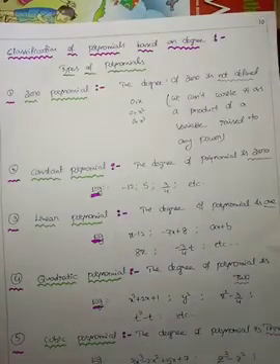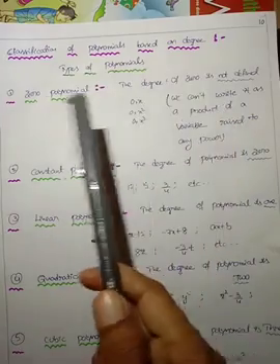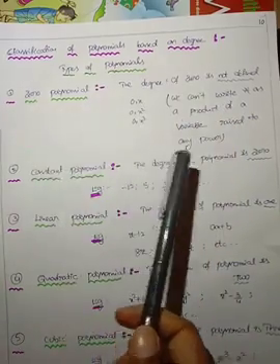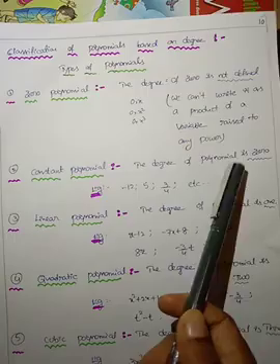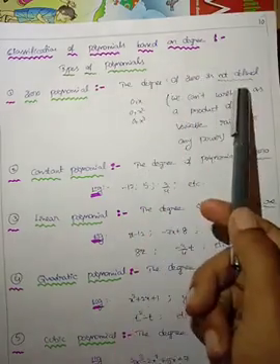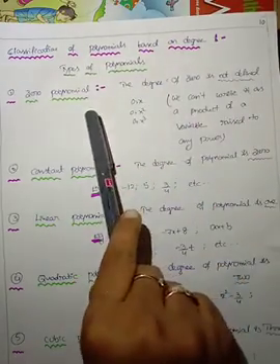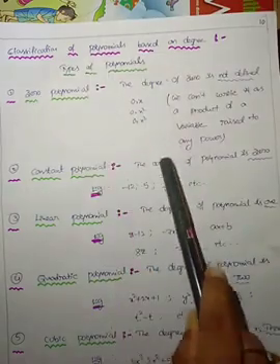If the degree of the polynomial is not defined, that is a zero polynomial. If the degree of the polynomial is 0, that is a constant polynomial. Degree not defined: zero polynomial, example 0. Degree is 0: constant polynomial.